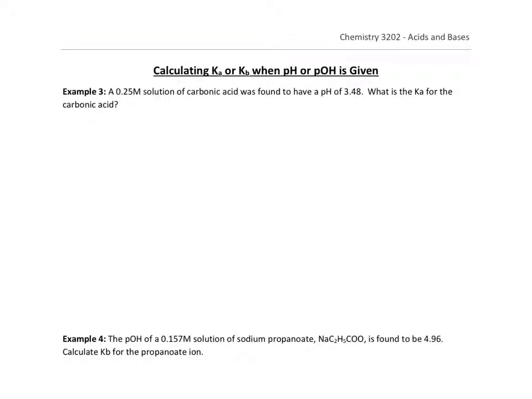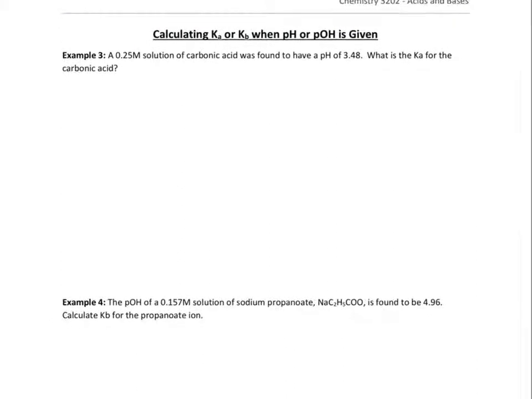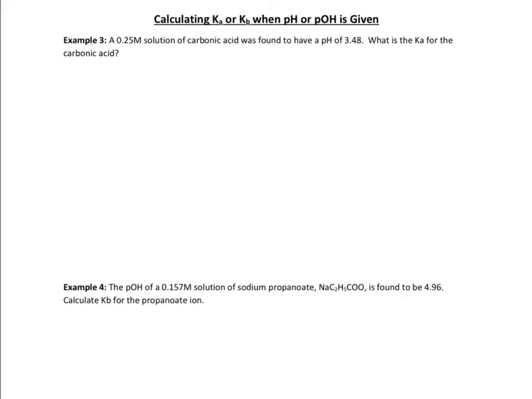Calculating Ka or Kb when pH or pOH is given. To examine this, let's first look at example number 3. A 0.25 molar solution of carbonic acid was found to have a pH of 3.48. What is the Ka for the carbonic acid? To approach this question, we first need to write out a Bronsted-Lowry acid-base reaction.